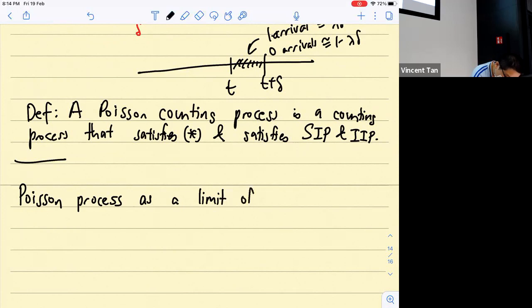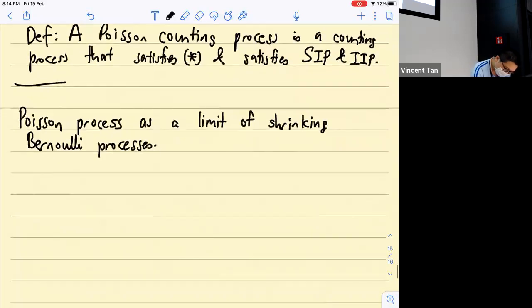The Poisson process is the limit of shrinking Bernoulli processes. Okay, so this is very interesting. You know what a Bernoulli process is? The Bernoulli process is nothing but a sequence of IID random variables, or a sequence of coin tosses.